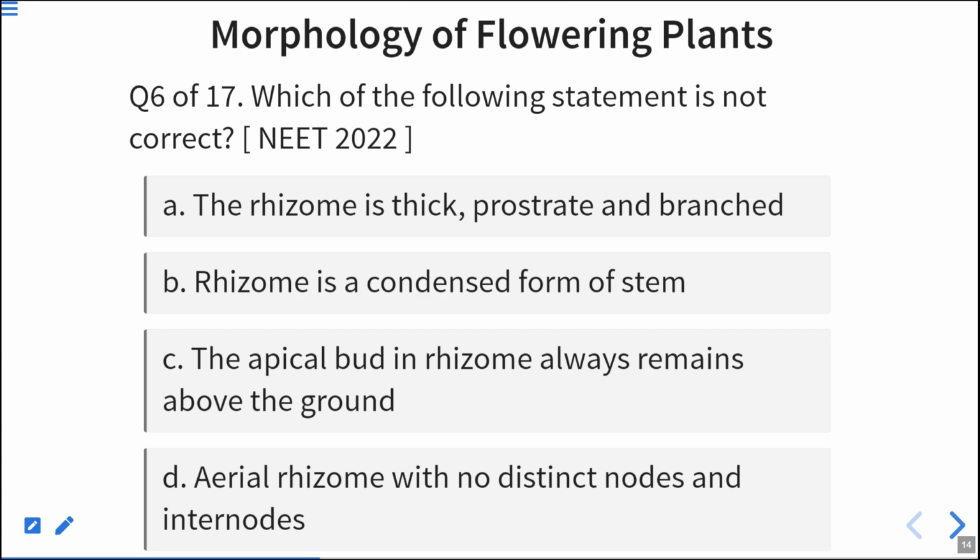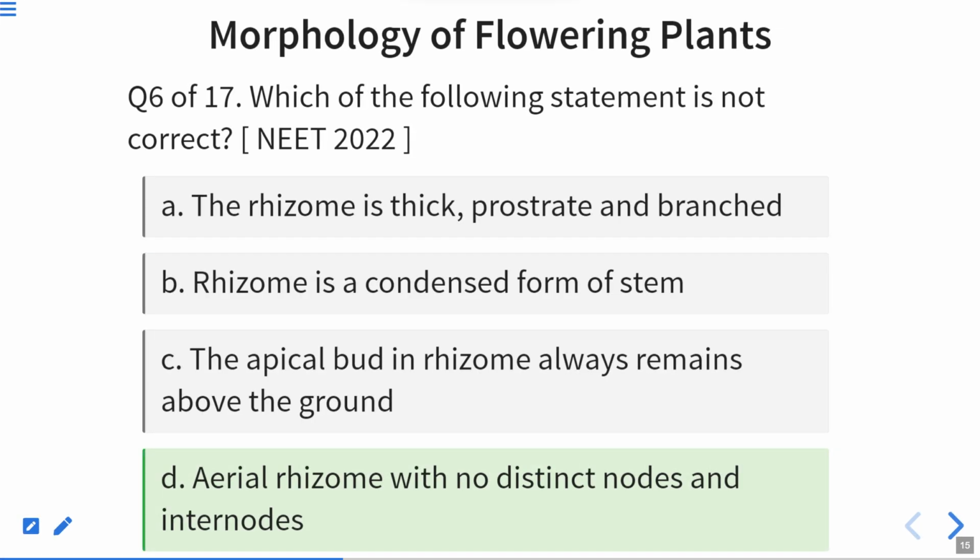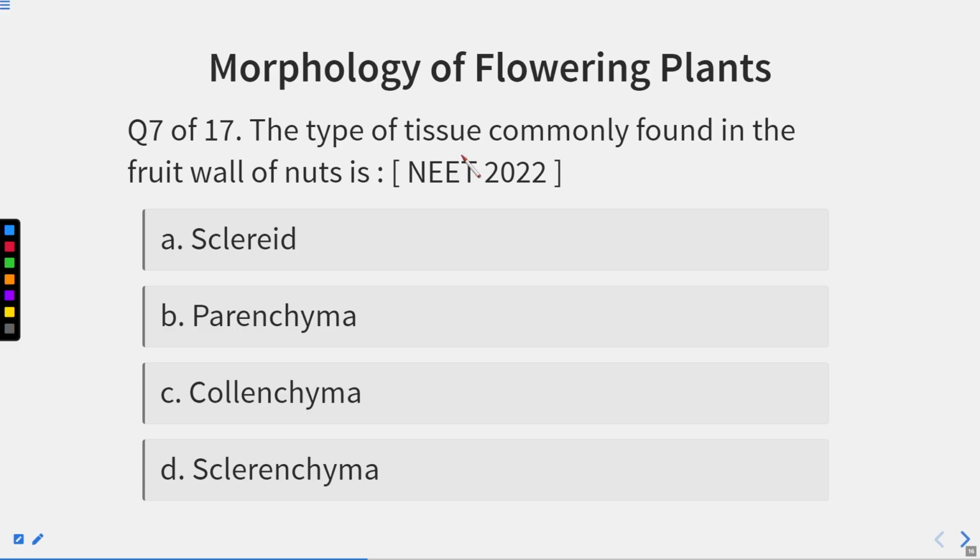Okay, so option D should be the correct answer. This is the wrong statement here. Rhizome is not aerial. Rhizome is always underground or prostrate, and it has nodes and internodes also. Alright, the next question is the type of tissue commonly found in fruit walls of nut.